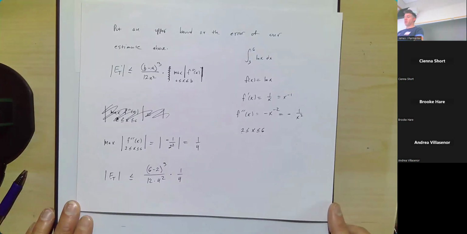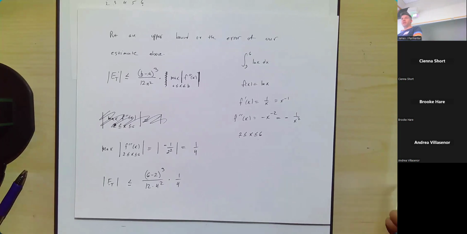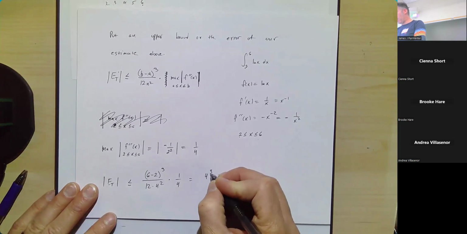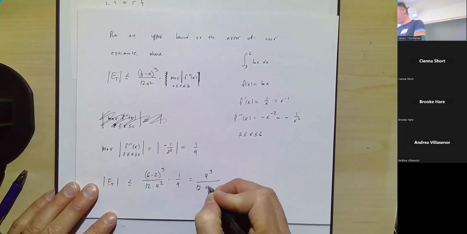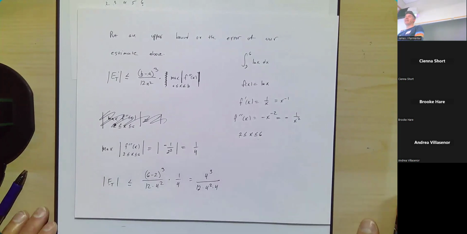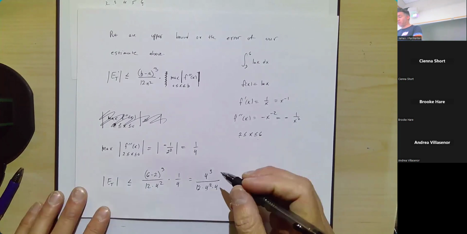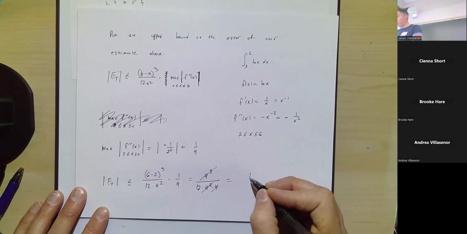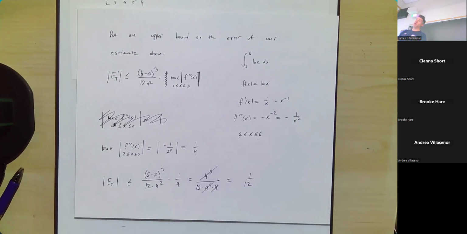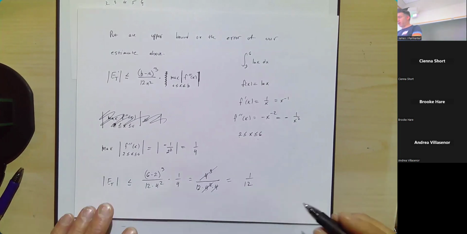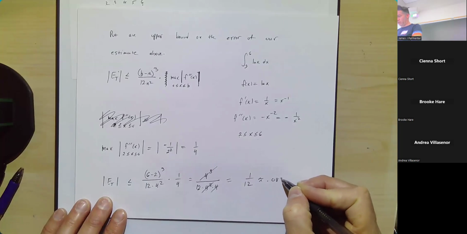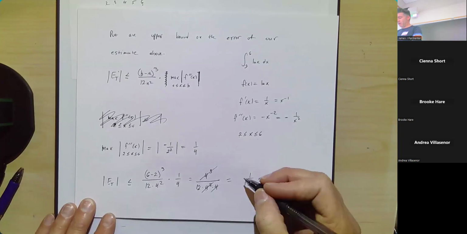Whoever wrote this question was clearly thinking about making things easy. Be careful here: on an exam, I would leave my answer like this. I would probably simplify it only because the simplification is easy, but don't spend your time simplifying if you're not asked to. I've got 4 cubed over 12 times 4 squared times 4. On the bottom, I have 4 times 4 times 4. On the top, I have 4 times 4 times 4. Those cancel, and I'm left with 1 over 12. So be smart. This is approximately 0.083.